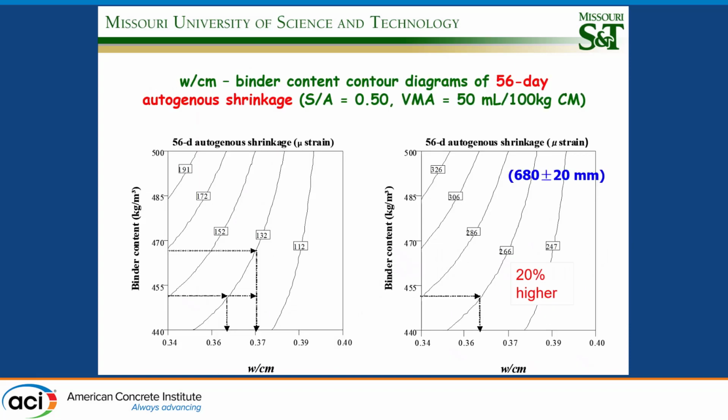And then you can start doing some trade-offs. For example, these are contour diagrams of the autogenous shrinkage, where you have on the vertical axis the binder content, horizontal is the water binder ratio. And you can say, if I increase my water binder ratio for a given binder content, how much is autogenous shrinkage? So you can kind of see trade-offs, and then you have to have other parameters that are on top.